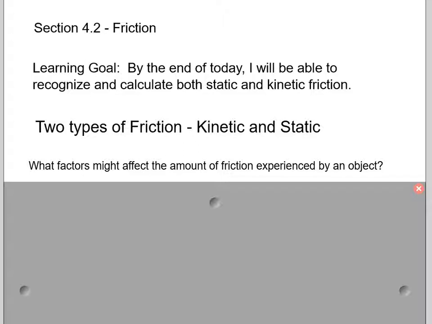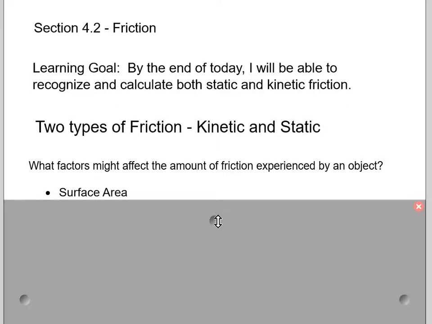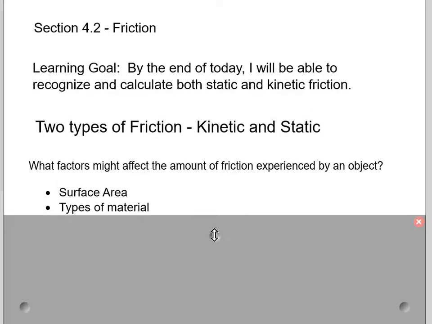So let's just take a second and talk about what factors might affect the amount of friction experienced by an object. So take a second, maybe just pause and think about that. Okay, so you've had a chance to think about it. So the ones that normally come up are surface area, and that could also be the shape of an object. So something like a rake, with its really pointy ends, has a small surface area, so it's going to grip a lot more. You'll have a higher friction coefficient or friction effect.